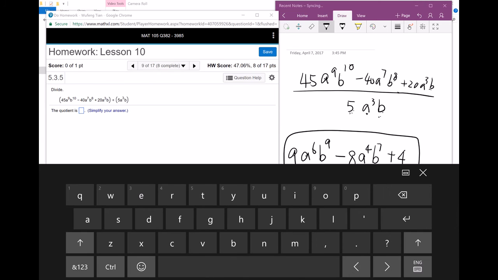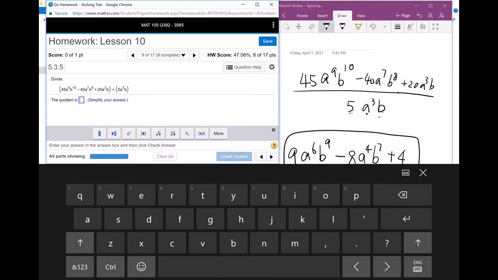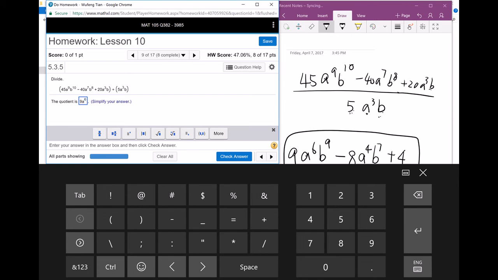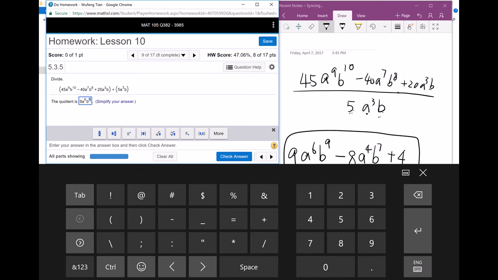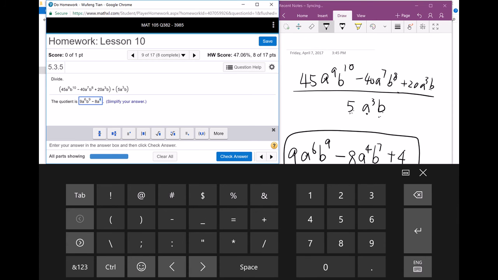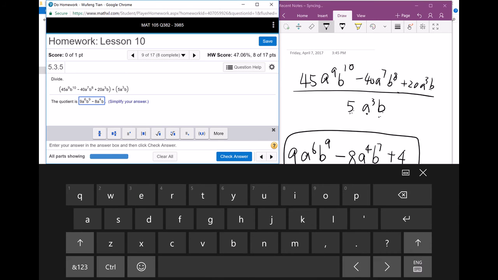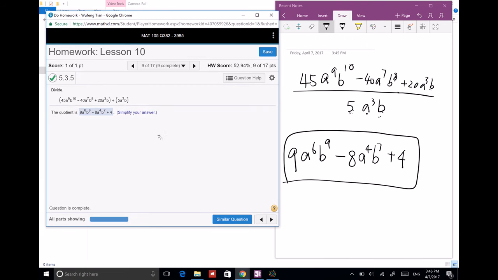So 9a to the power 6, b to the power 9, minus 8a to the power 4, b to the power 7, plus 4. Okay.